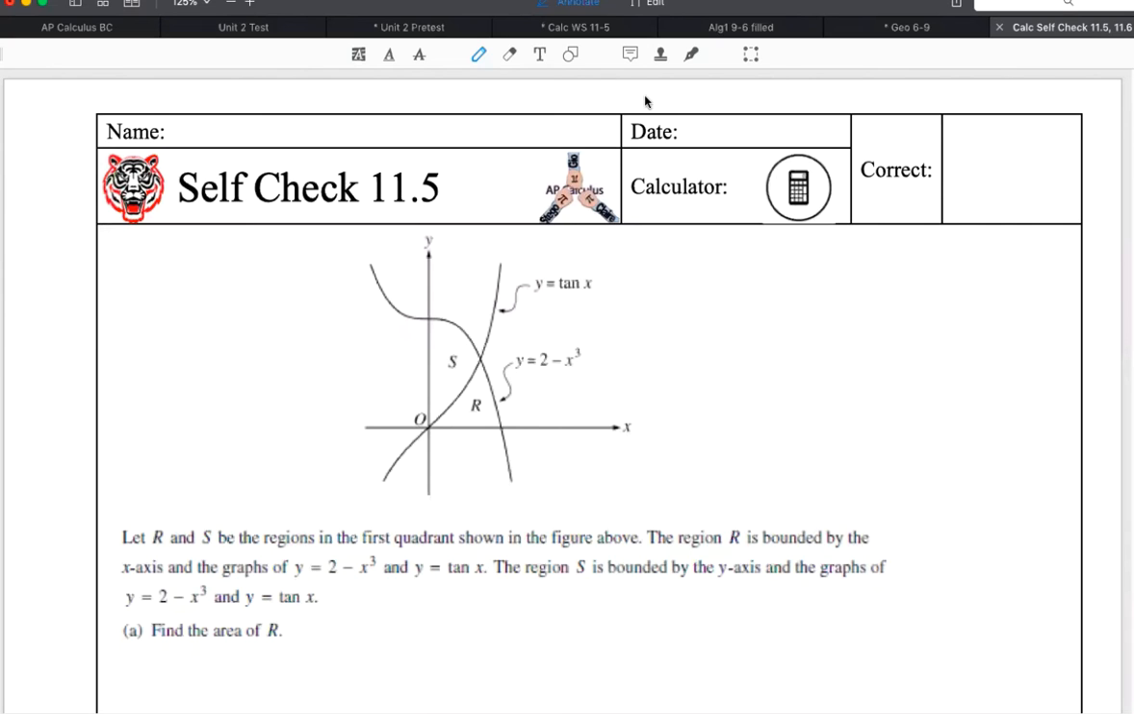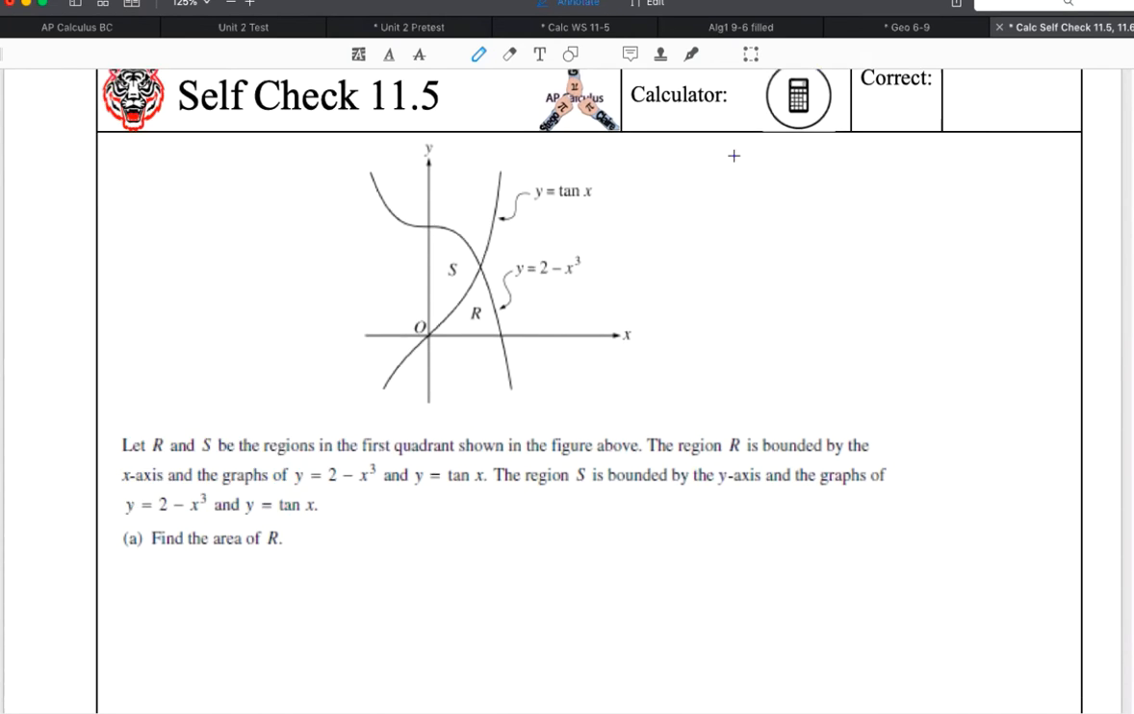All right, so this is AP Calculus Self-Check 11.5. This is going to be the key. I should label this the key. Today's date is Thursday, March 19th, 3/19, 2020. This is a calculator-enabled self-check.